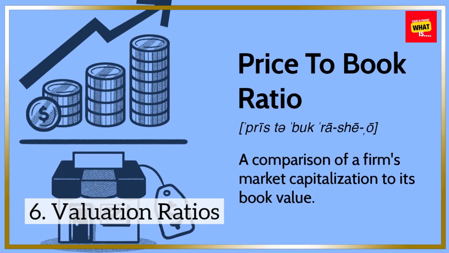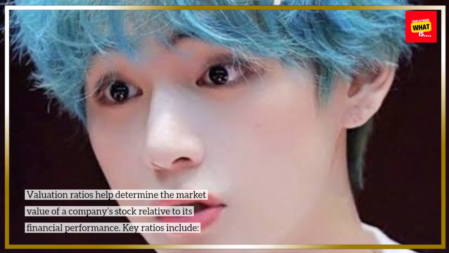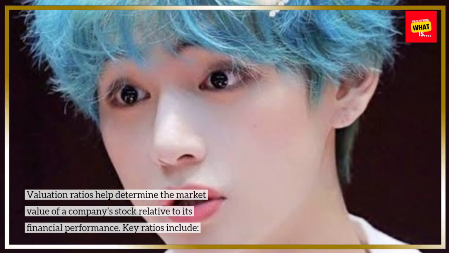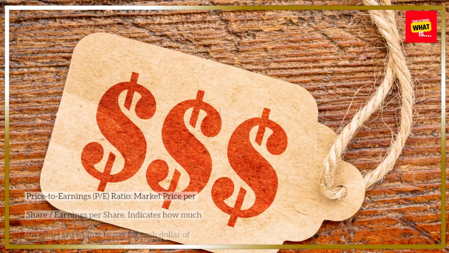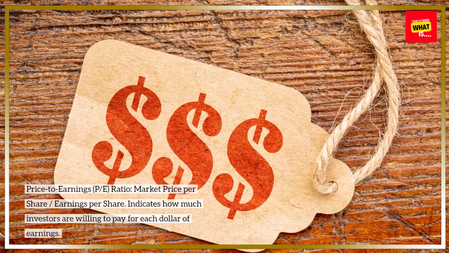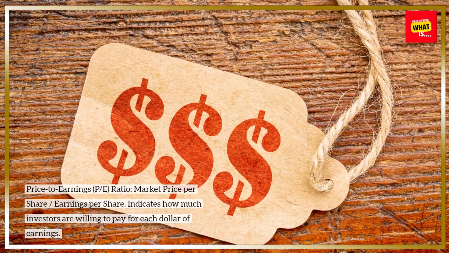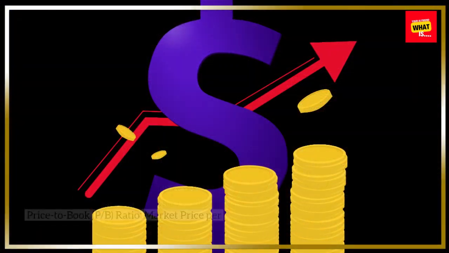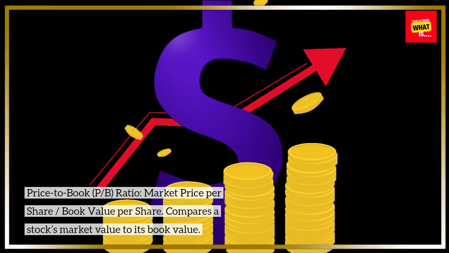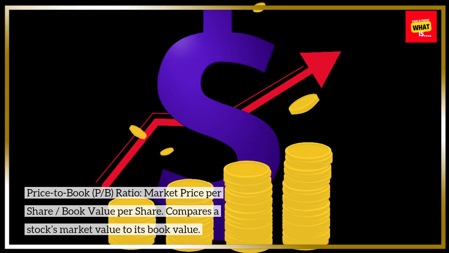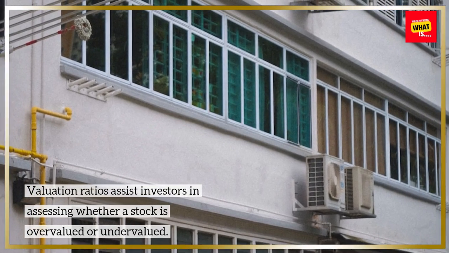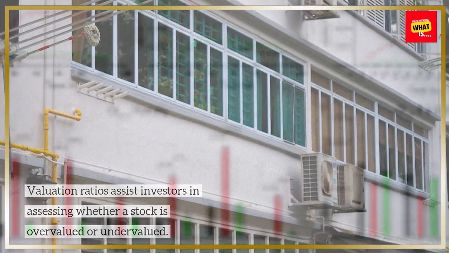6. Valuation ratios. Valuation ratios help determine the market value of a company's stock relative to its financial performance. Key ratios include price-to-earnings (P/E) ratio: market price per share divided by earnings per share. Indicates how much investors are willing to pay for each dollar of earnings. Price-to-book (P/B) ratio: market price per share divided by book value per share. Compares a stock's market value to its book value. Valuation ratios assist investors in assessing whether a stock is overvalued or undervalued.